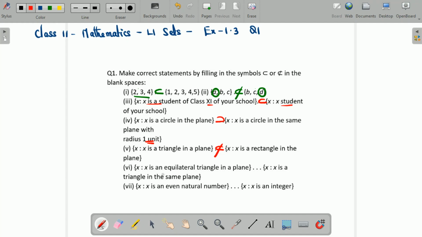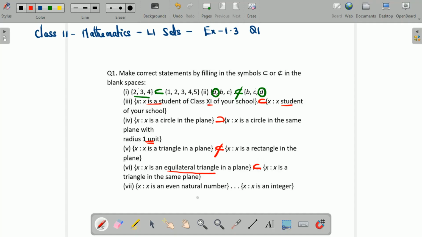X is an equilateral triangle in a plane, whereas in the right set, it is all triangles in the same plane. See, when I say the right side, it lists all the triangles, possibly the equilateral, the isosceles, the right angled and the scalene triangles. Whereas the left side is specific to only the equilateral triangle of a plane. So the left set is going to be a proper subset of the right one. So we will put the subset symbol.